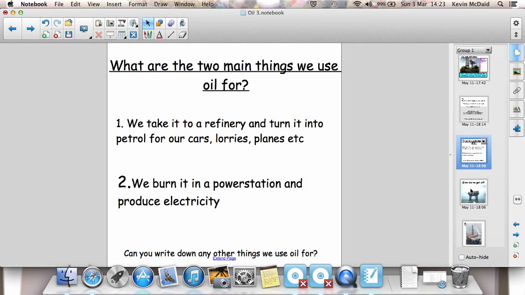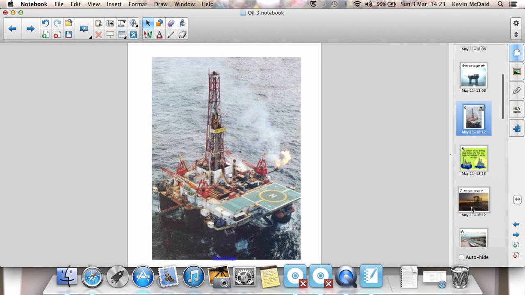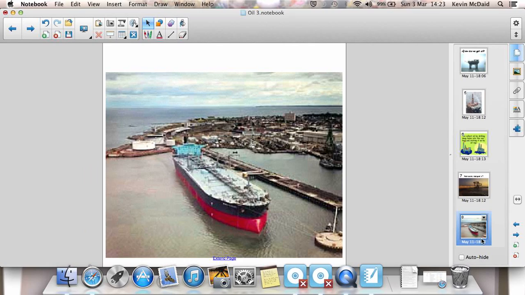But where do we get it from? We get it from under the ground, under the sea as well, using things like this, oil rigs. Essentially, just a big tube stuck under the seabed, and the oil is sucked up from underneath the seabed. It's then transported via pipes, or sometimes oil tankers like this, huge ships. This ship here, probably about the size of 3 or 4 football pitches.